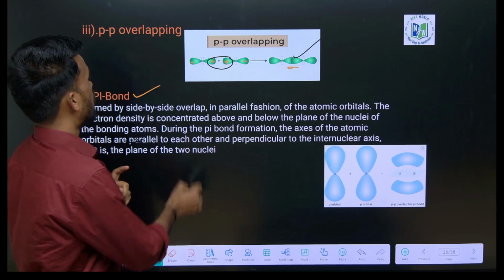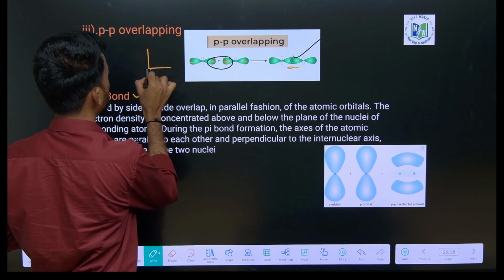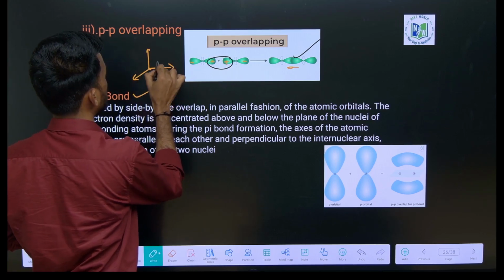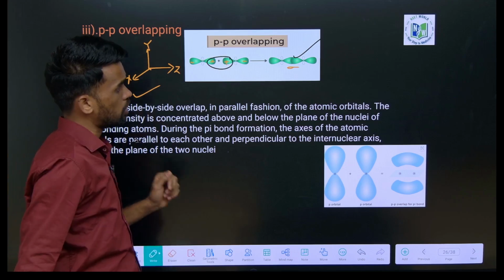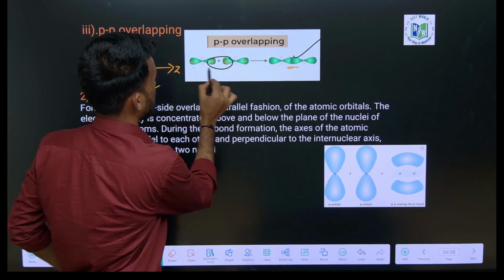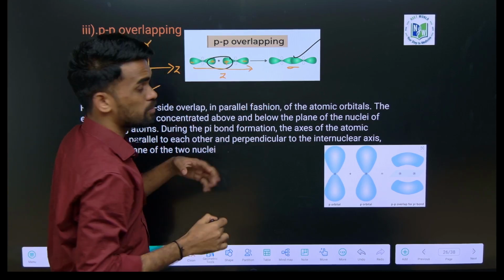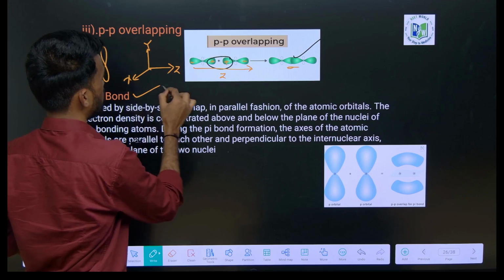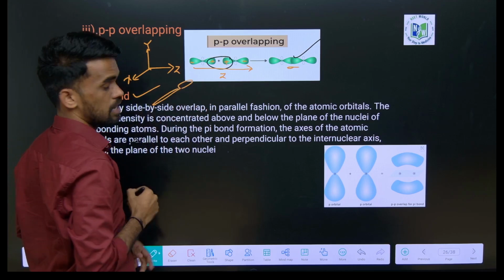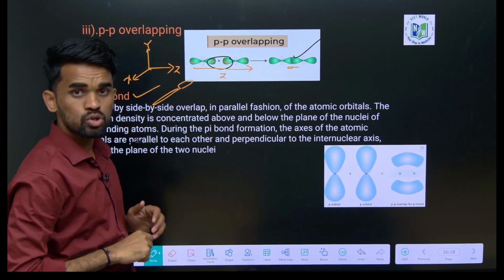We know p orbitals are along the three axes, px, py, pz, I mean along the z, y, x axes. So now if one orbital is along the z axis, the remaining two orbitals will be along the y, and one more along the x axis, right? Now what about those orbitals?